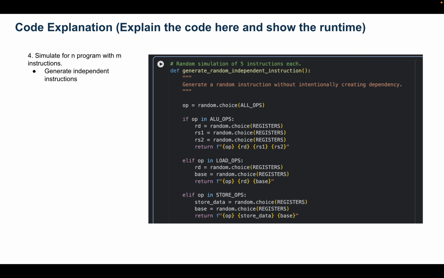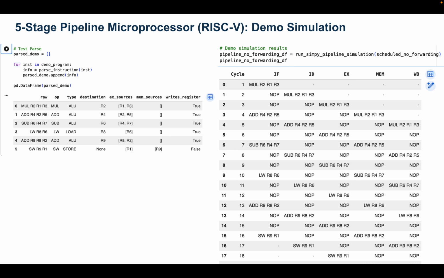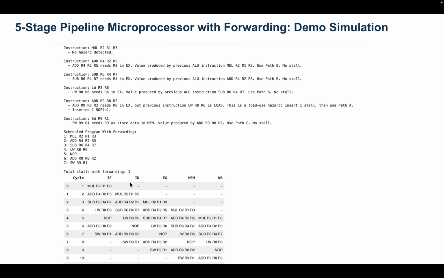The random generator function creates random instructions from ADD, SUB, MUL, LW, and SW. The important part is that the generator does not always create completely independent instructions. So here, there is a function with a probability of 45%, 0.45, to let the previous destination register become the source register.